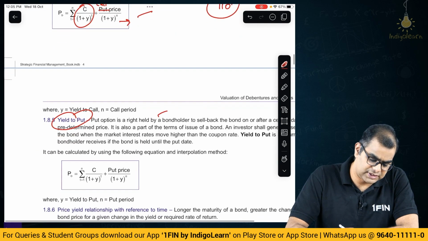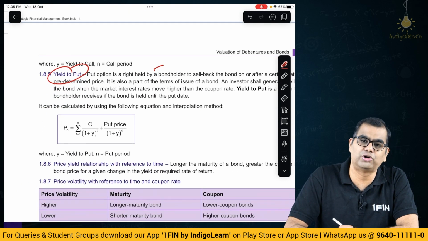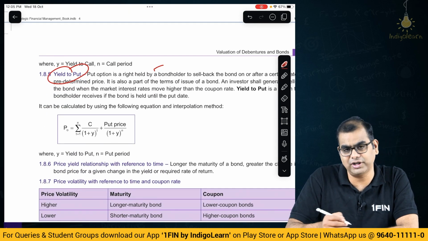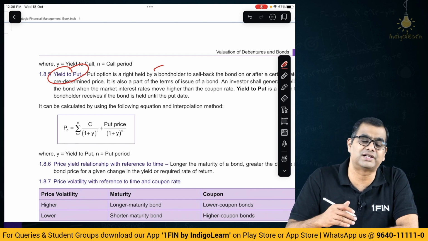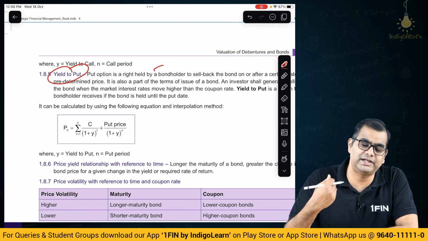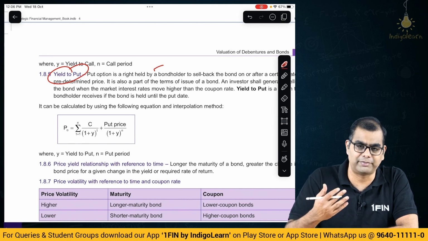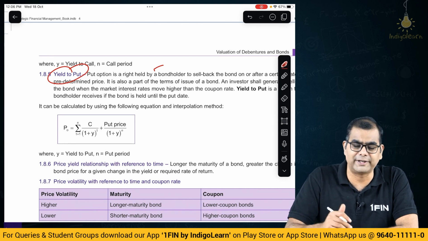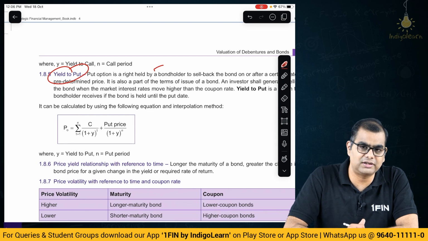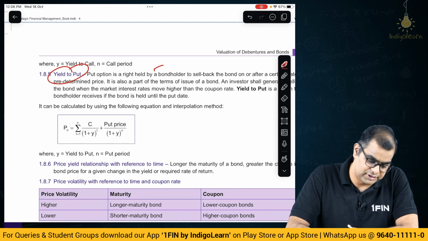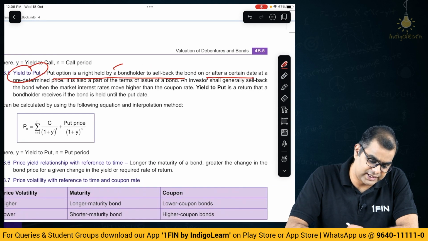Same way, how do you compute the yield on a puttable bond? A puttable bond is exactly the opposite, where the investor, the bondholder, has a right to sell back to the company based on predetermined terms at a predetermined price. Now, when will a bondholder sell back the bond to the company at his or her option? Put option is the right held by the bondholder to sell back to the company on or after a certain date at a predetermined price. It is also part of the terms of the issue of the bond.